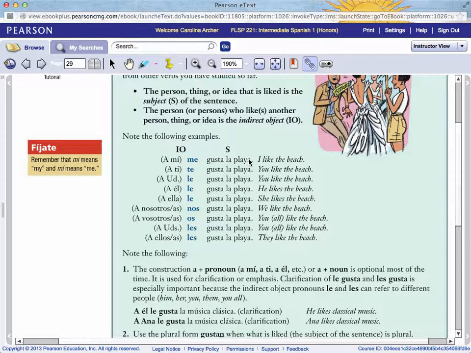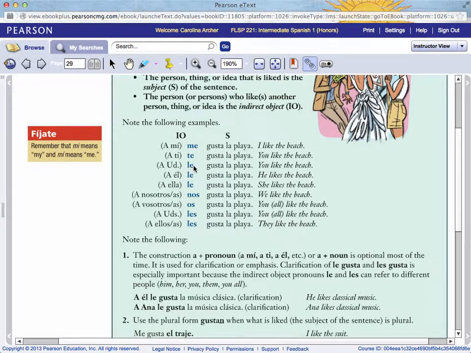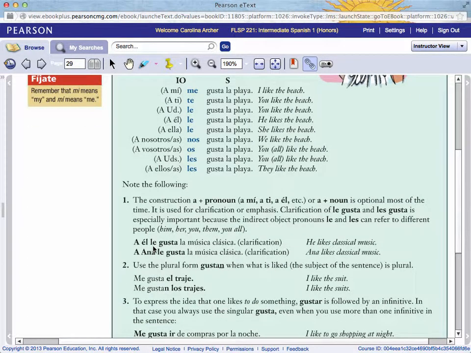The clarification of le gusta and les gusta is especially important because the indirect object pronouns le and les can refer to different people. Here you can use le for usted, le for él, le for ella. And the same here, ustedes les gusta o ellos y ellas les gusta. It might be important to use a él le gusta or a Ana le gusta because we don't know who you're talking about, because it could be usted, it could be él, it could be ella, okay? So it may be important in this case to clarify with a plus a pronoun, a él o a ella o a mí o a ti o a ustedes, okay?